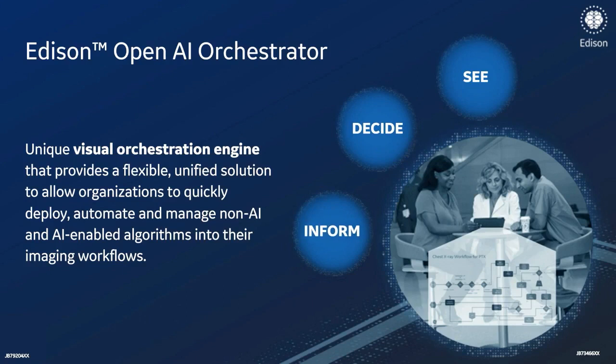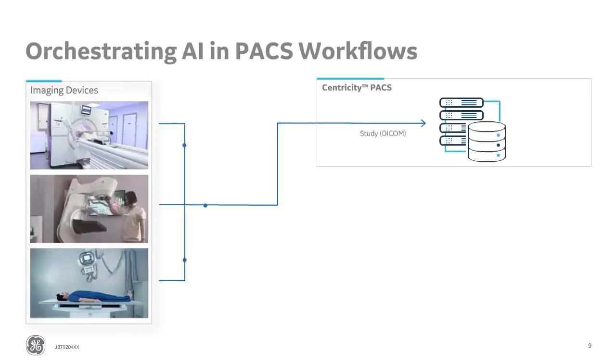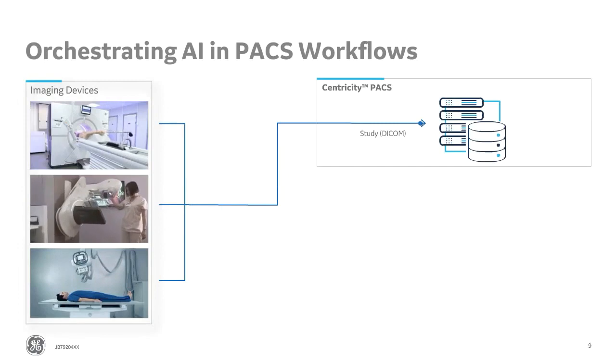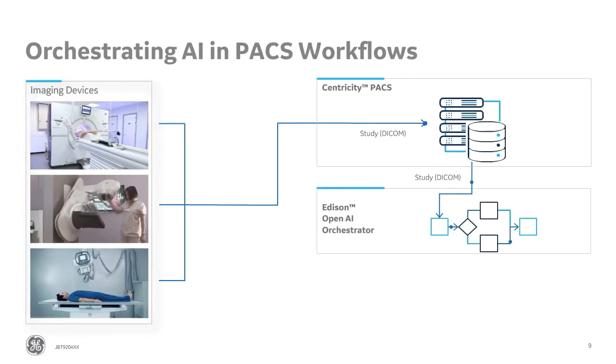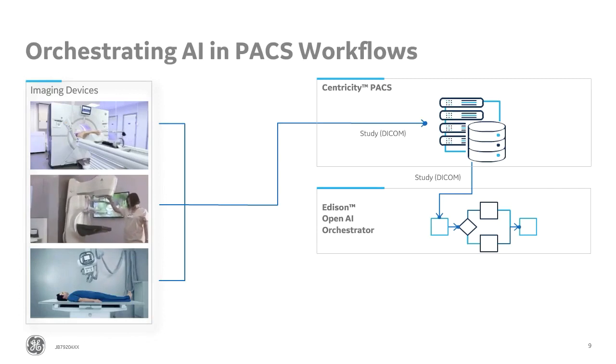So let's see how it works. First, exams from the imaging scanners are sent into the PACS. The Edison AI Orchestrator, an optional component to the Centricity PACS, watches the exams coming into the PACS and runs rules on them based on DICOM header information, such as patient age, modality, body part, and even the imaging location that the patient might reside at, such as the ED.